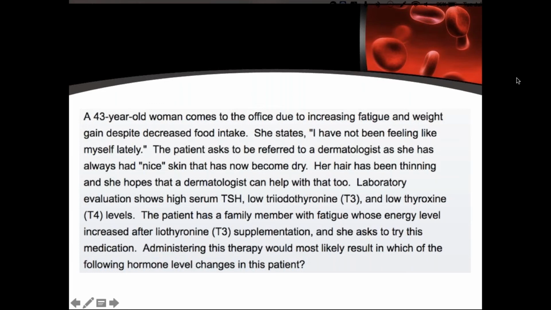Laboratory evaluation shows a high TSH, low T3, and low T4. So she's hypothyroid, right? The patient has a family member with fatigue whose energy levels increased after T3 supplementation. And she asked you to try this medication. Administering this therapy would most likely result in which of the following hormone level changes in this patient?